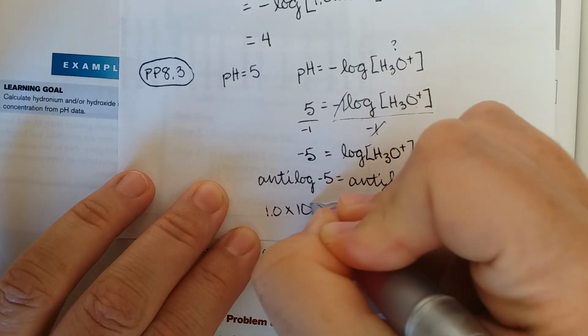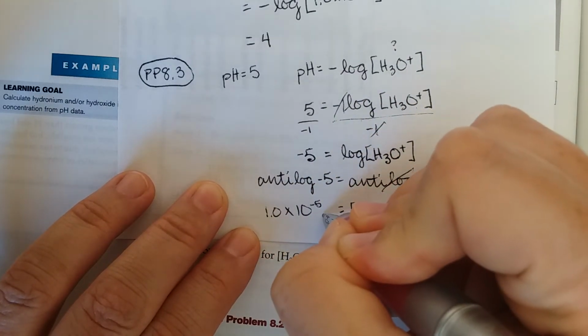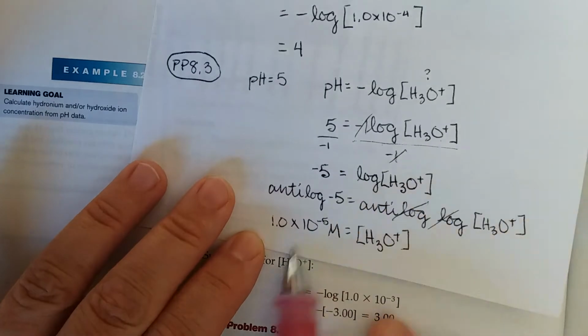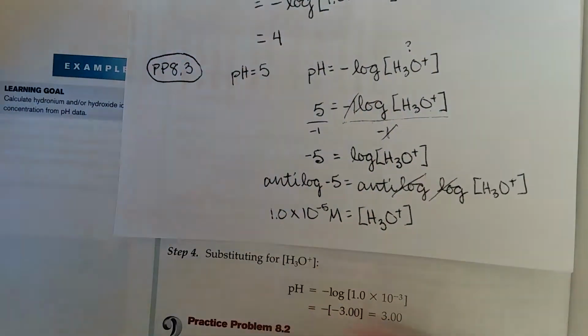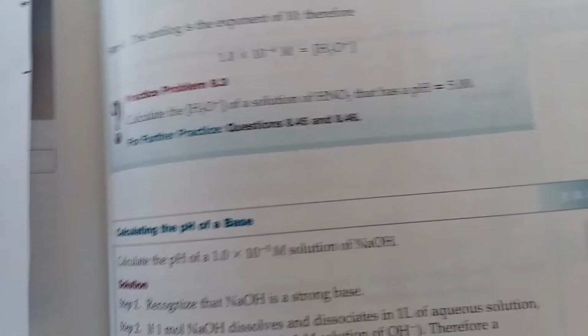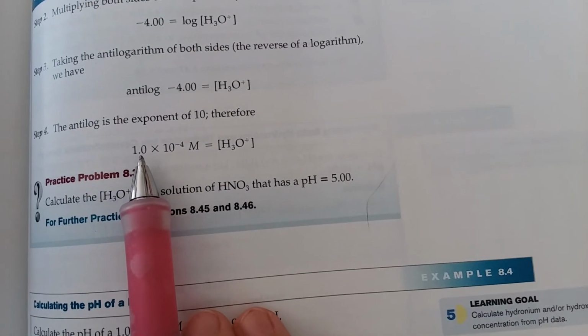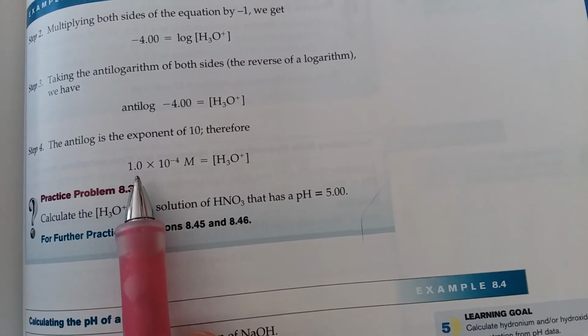Okay, so now I'm back here. 1.0 times 10 to the -5 molarity. I put the 1.0 just because a lot of these problems have concentration that has two significant figures, like the example just before this practice problem has it.